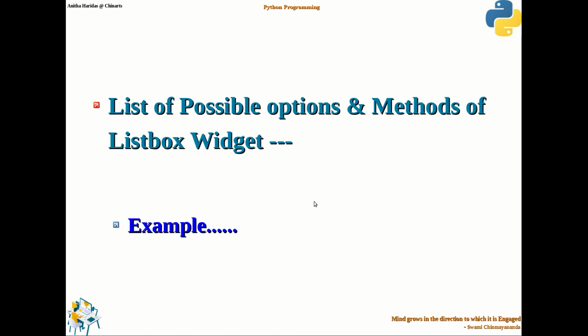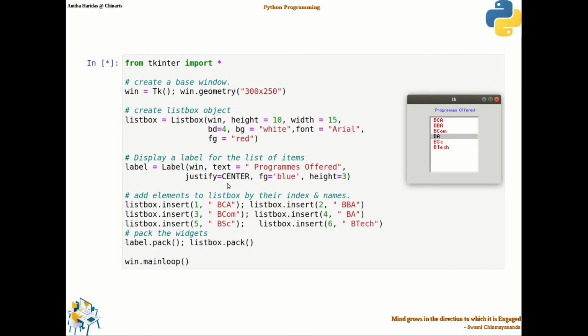Let us see an example of the list box. Here I create a window and set a geometry for the window, and I am creating a list box. When I create a list box, I specify the parent window. Then the height and width of the list box are specified here, and the border width is also specified, and the background color you want, and what kind of font you want. Here I am giving the font as a string literal.